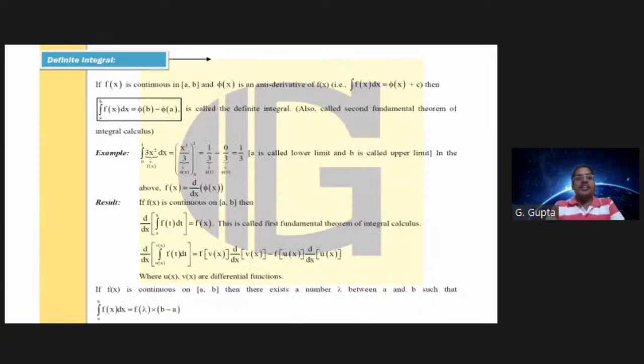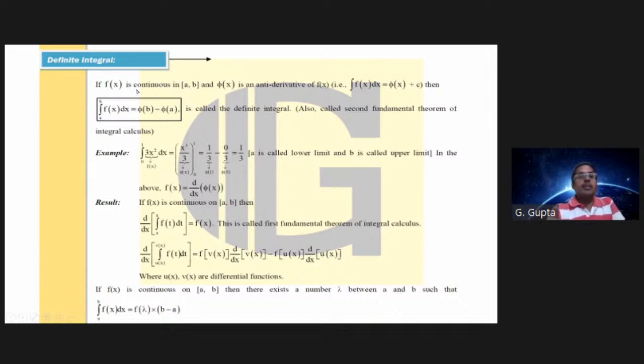this is the definite integral definition. If f of x is continuous in closed interval a comma b. What is the meaning of geometrical interpretation of continuity? Graph of f(x) is continuous without breakings. That is, the graph can be drawn without breakings. That function f of x is called continuous.